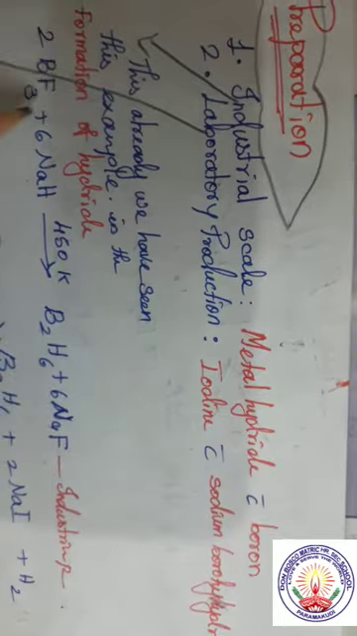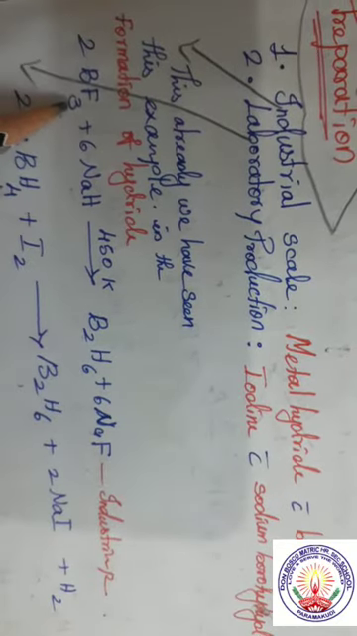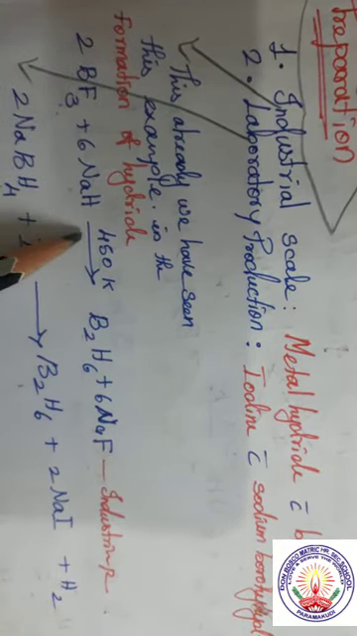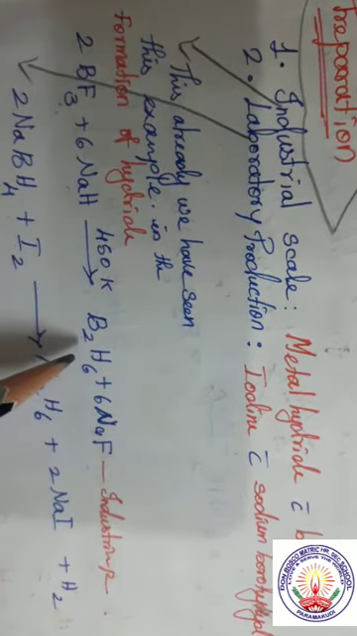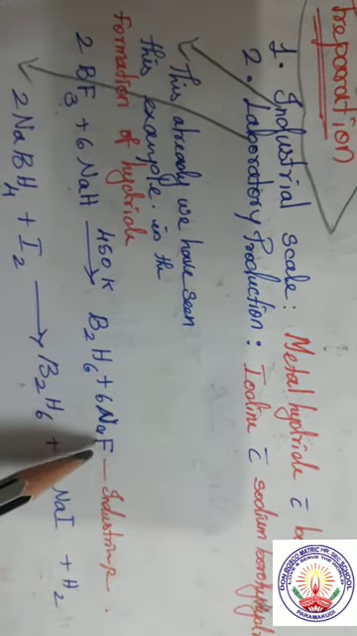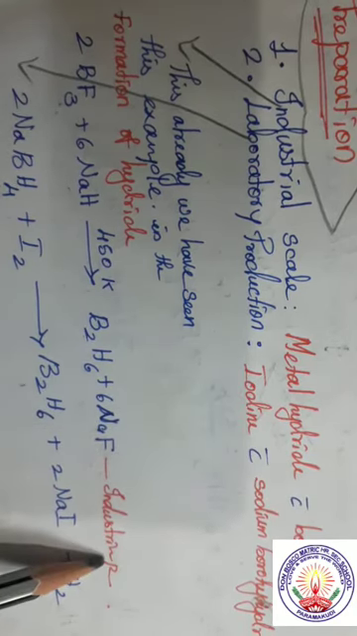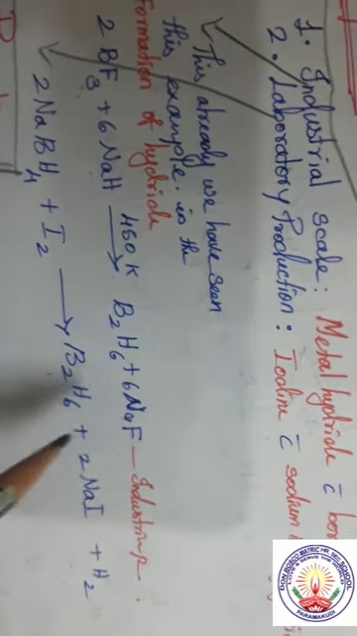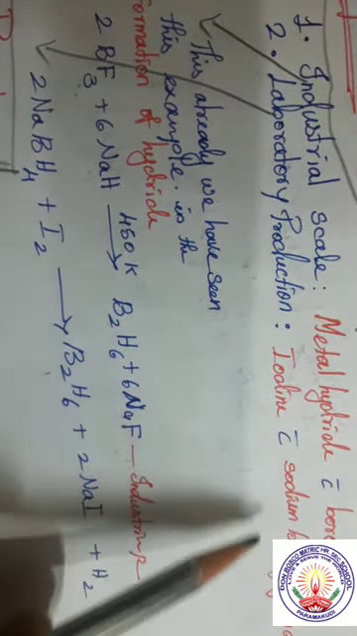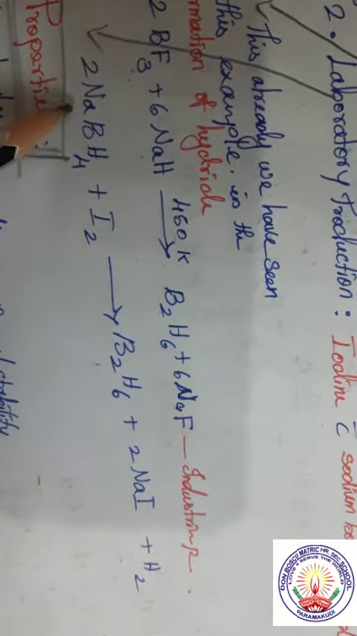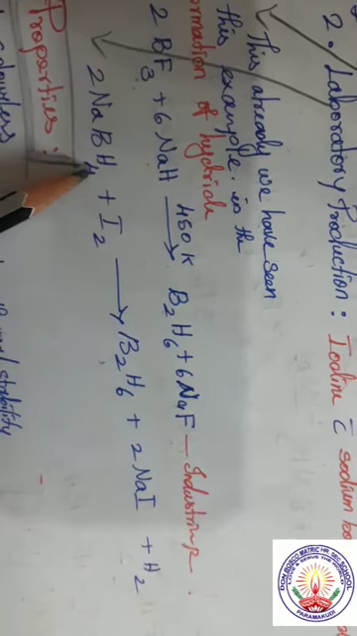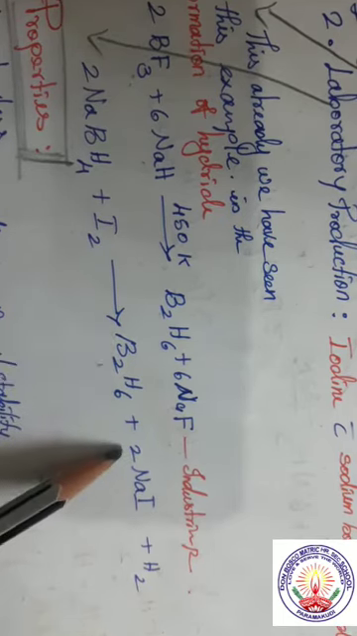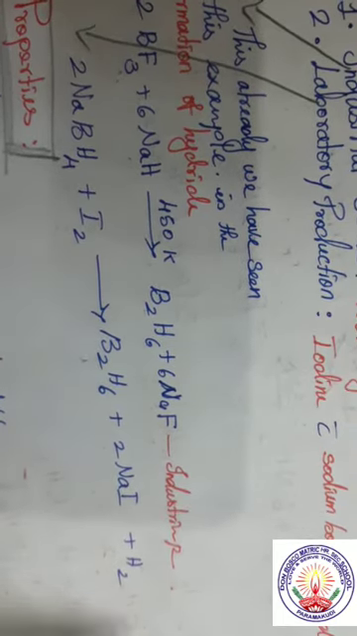That is, when boron trifluoride and sodium hydride is reacted at 450 Kelvin, we are getting diborane plus sodium fluoride. This is an industrial method, and we also can prepare it in the laboratory. That is, iodine with sodium borohydride. Sodium borohydride is taken with iodine and we are getting diborane, sodium iodide plus H2 gas.